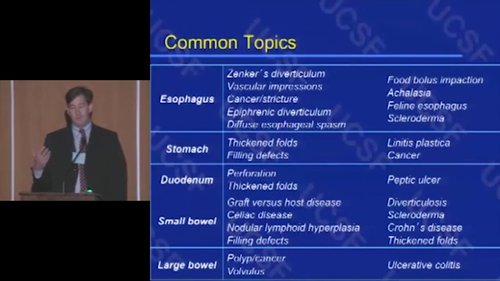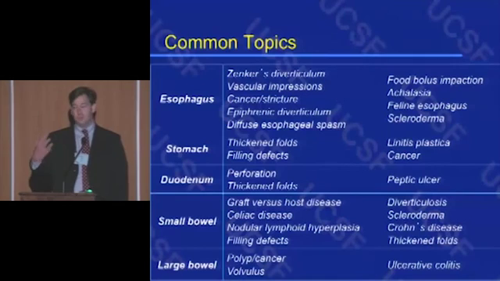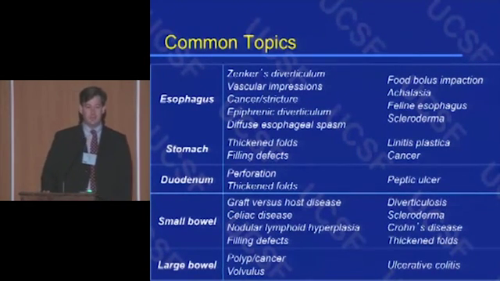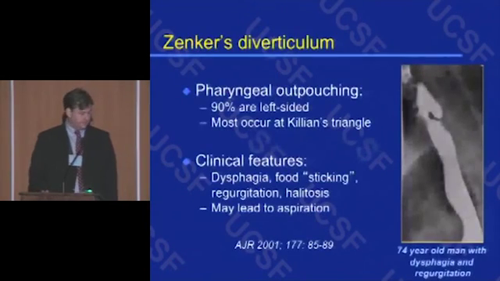So here are some of the common topics. We're going to start up high in the esophagus and work our way down as we would normally with an upper GI and small bowel follow through, and end with the large bowel. So starting up high with the esophagus.